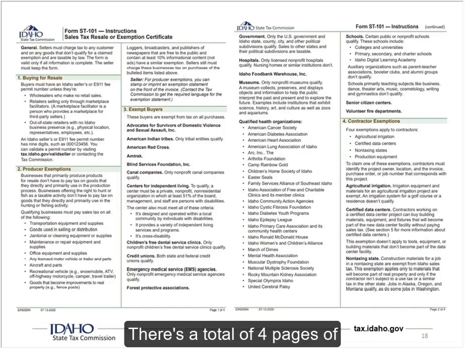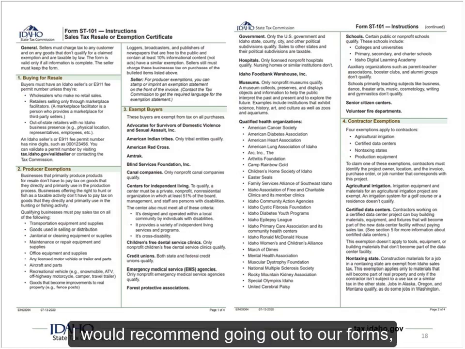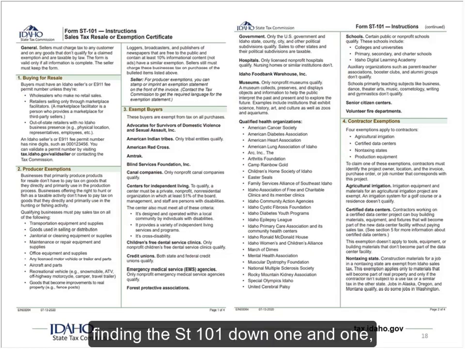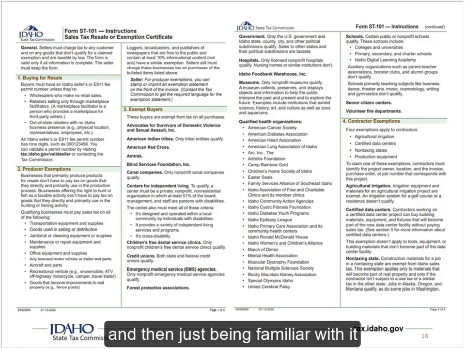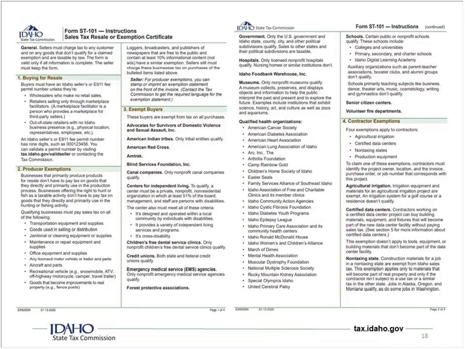There's a total of 4 pages of instructions that go along with the ST-101, and they explain a lot of the exemptions, like buying for resale or producer exemptions, contractor exemptions, that sort of thing. I would recommend going out to our forums, finding the ST-101, downloading one, and then just being familiar with it. Because as a retailer, it's possible that you're going to have somebody present one of these to you, and then you may be able to use this to help your business. So it'd be good to be familiar with it.